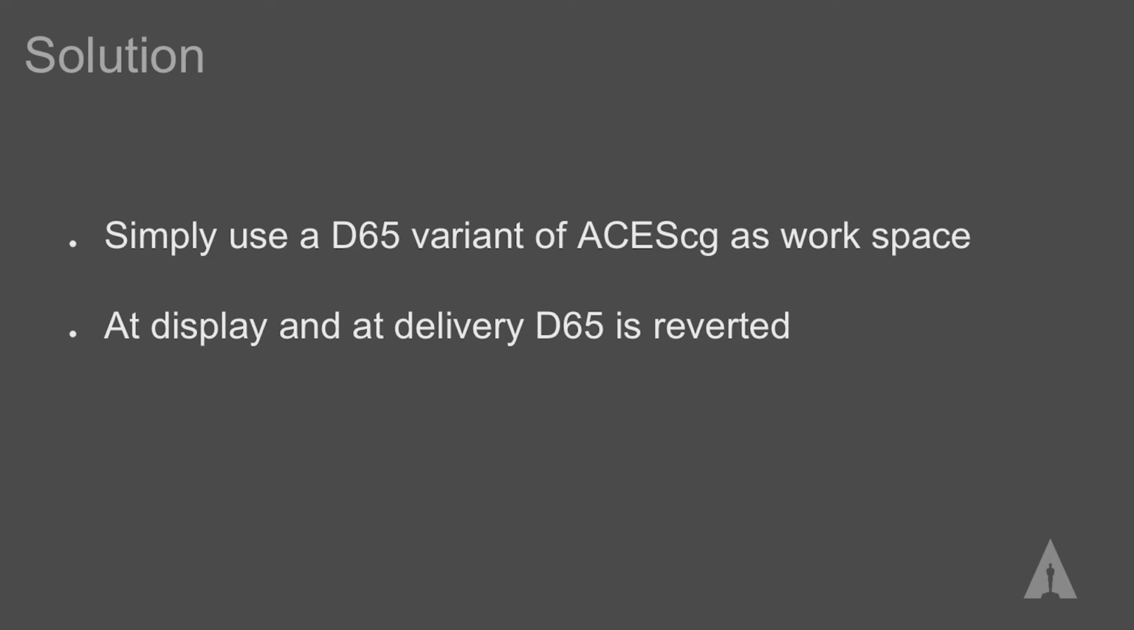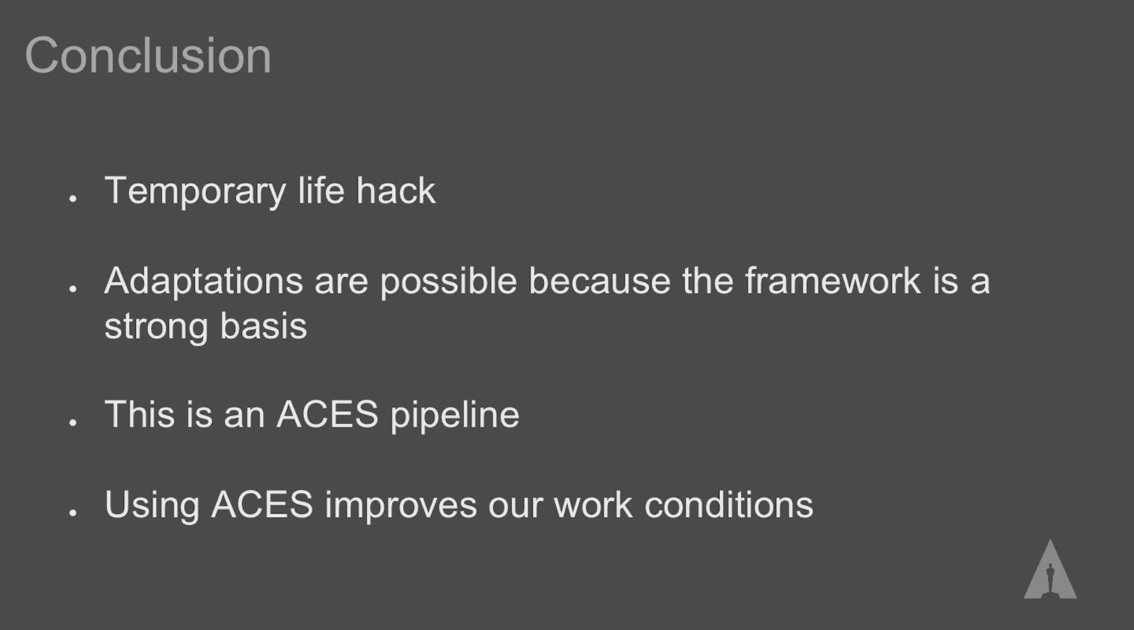So actually, the solution is already in the demo. It's really simple. We just have to use ACES-CG D65. It's a totally reversible transformation. And as we revert it before applying the look and before delivering our ACES plate, this has no impact on the ACES pipeline. So basically, this is just a temporary life hack. Actually, the vendors are working at resolving those problems, so at some point, we will not need this anymore.